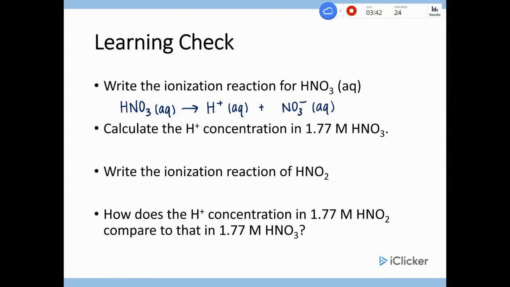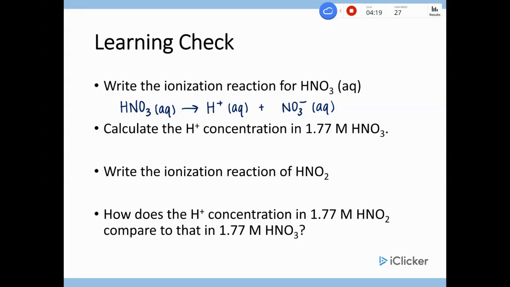Well, what's important to answer this question is that we know this is a strong acid that completely dissociates. So however many moles of HNO3 is added to solution, all of that becomes H plus and NO3 minus. So we can use coefficients and molar ratios to calculate the concentration of H plus, or we can think about that conceptually. If we have 1.77 molar HNO3 and all of that becomes H plus and NO3 minus, then we should have 1.77 molar H plus in solution.